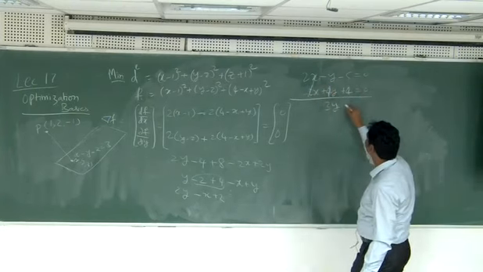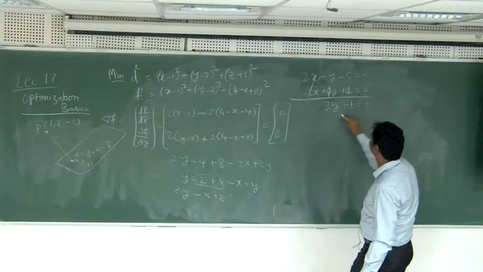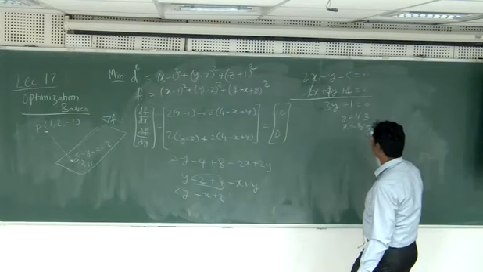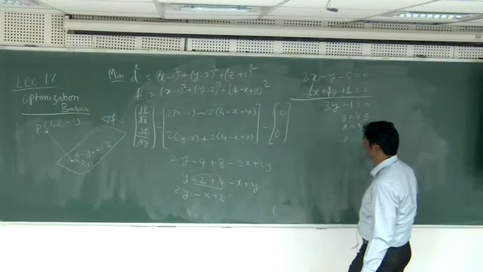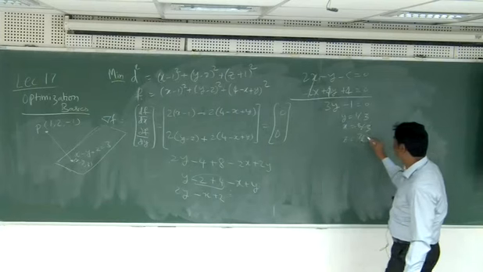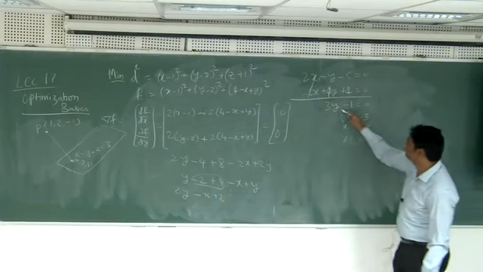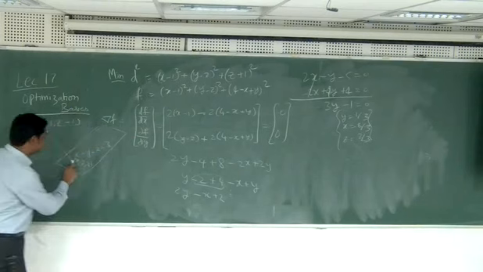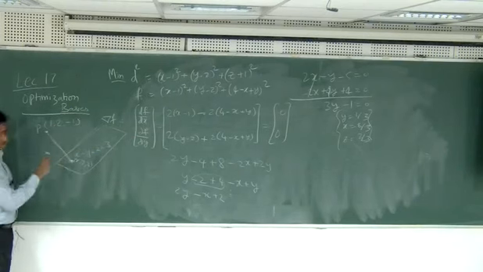3y minus 1 equal to 0. Okay, y is 1 by 3, and x is, okay, I'll just write it. Then z also we can know, 2 by 3. So this is a point. That point is the values we got. So at that point the distance is shortest.